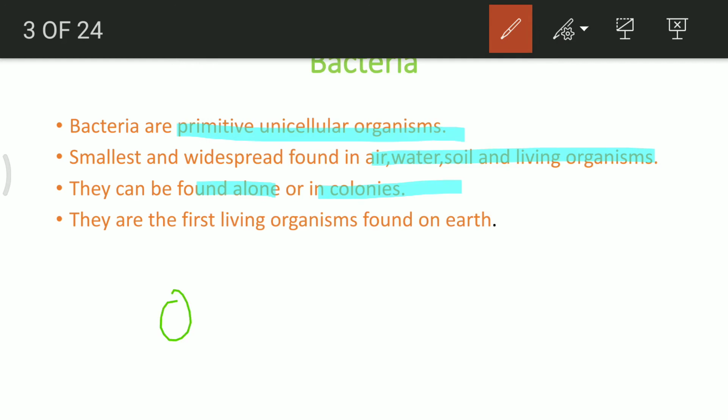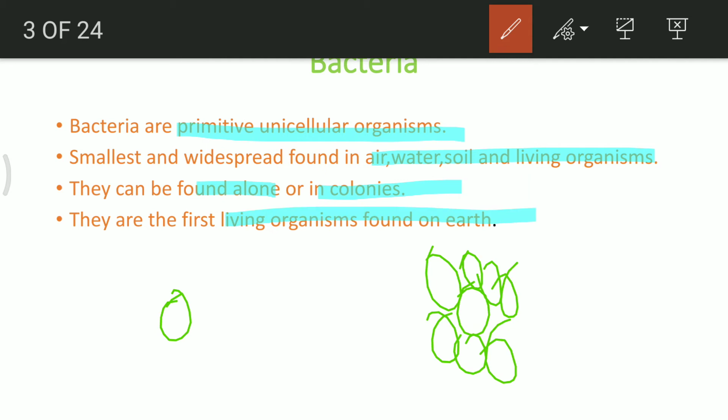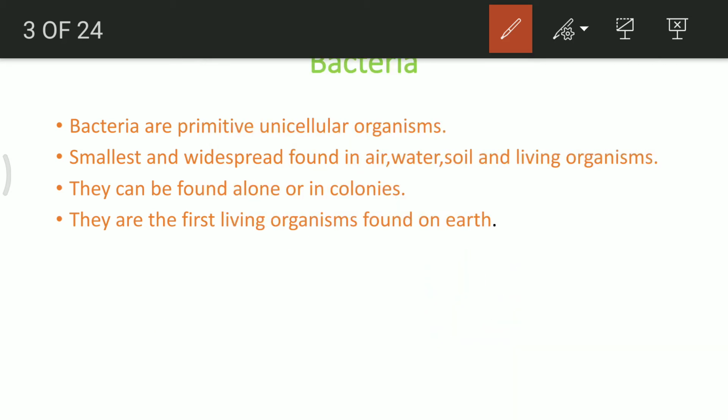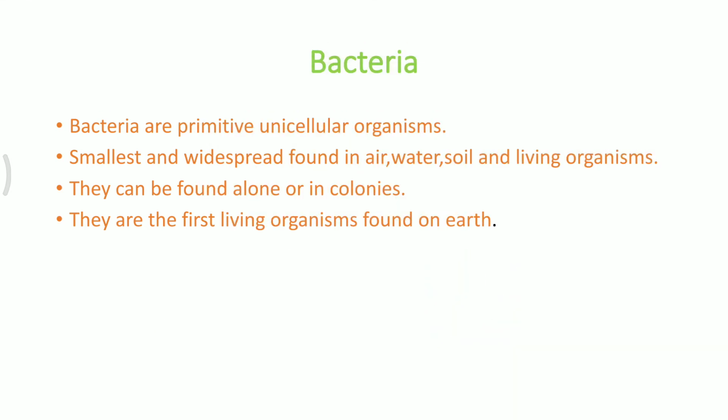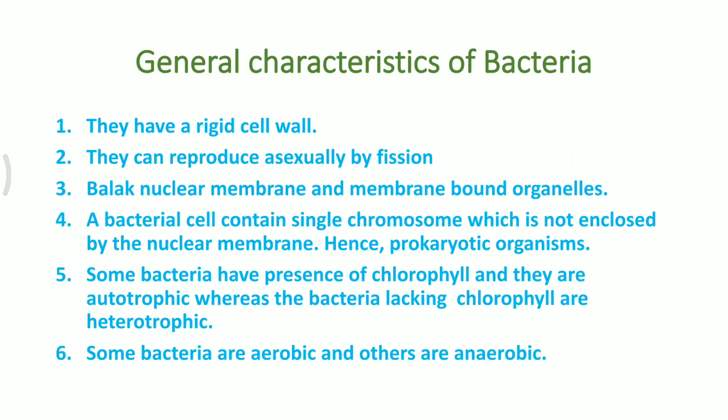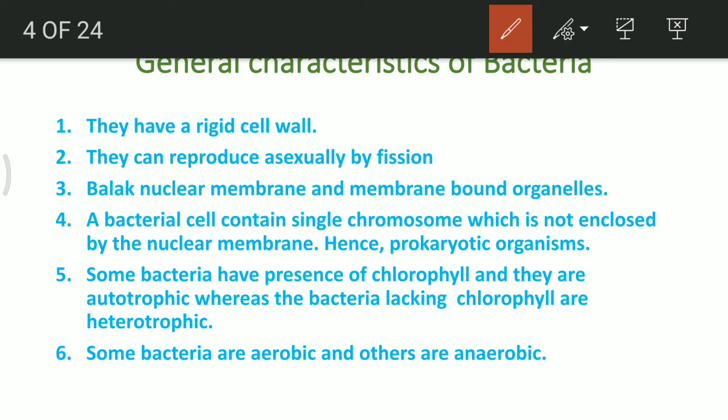For example, you can find just one bacterium all alone, or you can find a colony, a group of them. They are the first primitive known organisms living on the earth. So, these are the general characteristics, or just the brief idea about them. If we see the general characteristics of the bacterium, we see that they have a rigid cell wall. They can reproduce asexually by the process of fission.